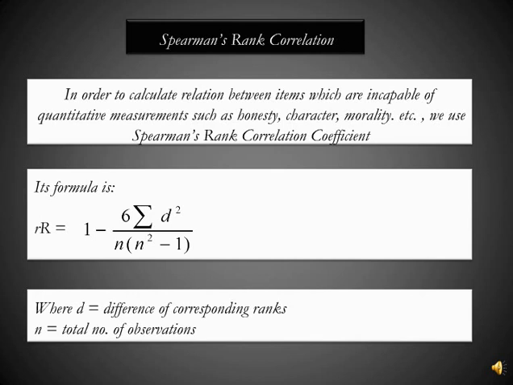As we just discussed, Spearman's rank correlation is to be used when we have to find relation between items whose quantitative measurement cannot be done. So we give the ranking concept here, and D is the difference of rank between them. And what is N? N is the total number of observations.